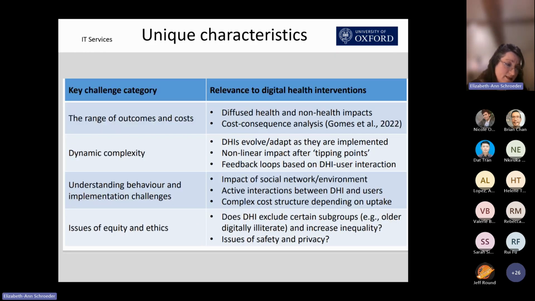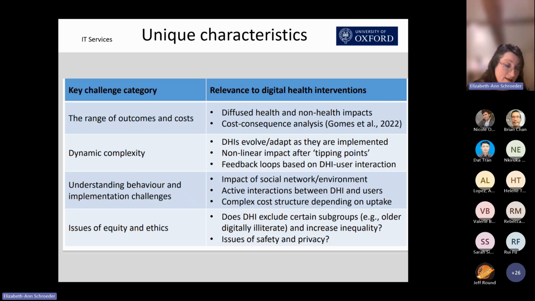However, a body of evidence shows that the complexities inherent in DHI appraisal include a broad range of diffused health and non-health impacts that has led to the recommendations that economic evaluations also present cost-consequence analysis with disaggregated costs and outcomes. We do know that DHIs evolve and adapt as they're implemented.